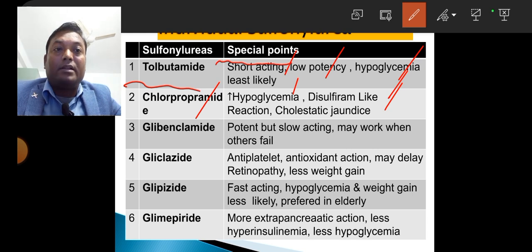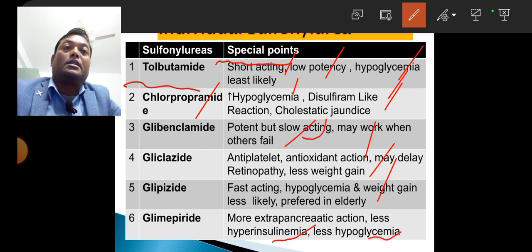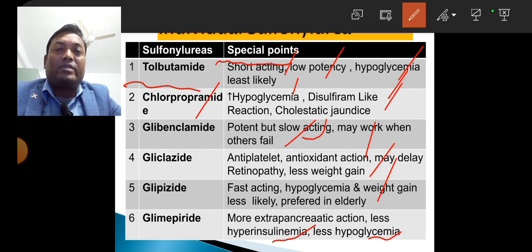Glibenclamide is potent but slow acting, and may work when others fail. Gliclazide has antiplatelet action and antioxidant action, may delay retinopathy, and causes less weight gain. Glipizide is fast acting, hypoglycemia and weight gain are very less likely, and it is preferred in the elderly. Glimepiride has more extrapancreatic action, less hyperinsulinemia and less hypoglycemia. So these are some special points among the most preferable sulfonylureas. On the basis of these conditions, we can prescribe among the sulfonylurea drugs.